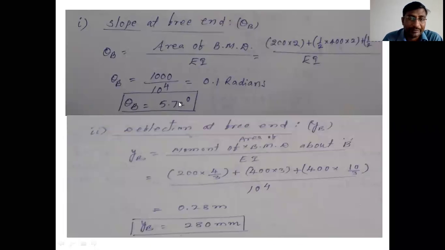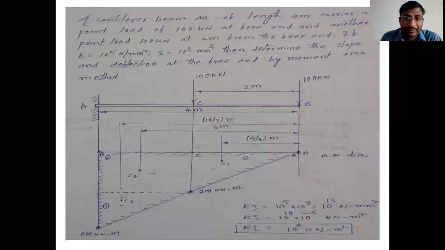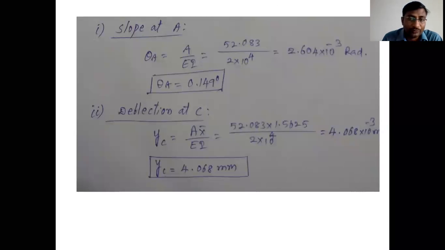The slope is 5.72 degrees at the free end. Like this, you have to find the slope and deflection by taking the moment area, that is the bending moment diagram area. Dear students, you only have to remember the two formulas: for the slope, A by EI, and for the deflection, A X bar by EI. A is the area, X bar is the distance of the CG of that area from the apex point. Dear students, EI is the flexural rigidity.